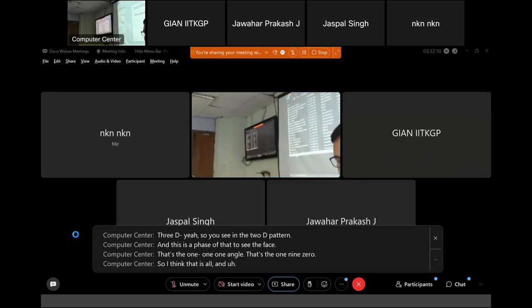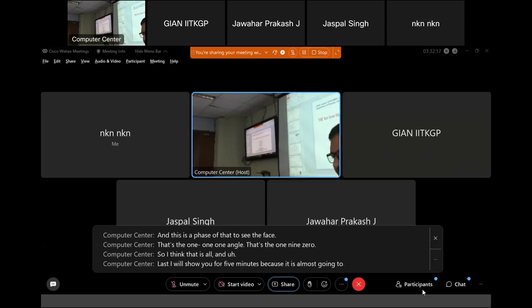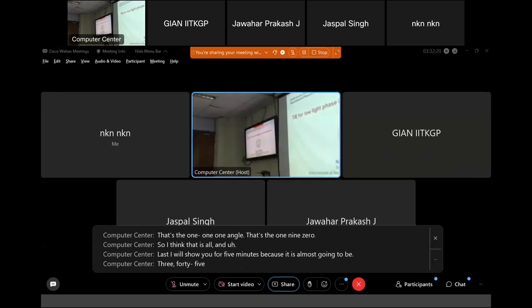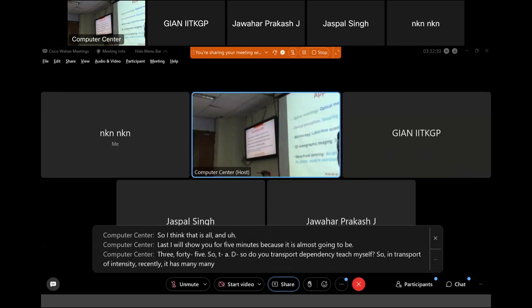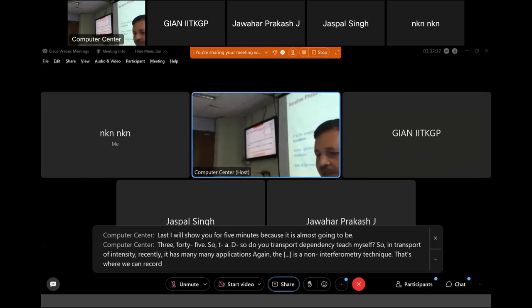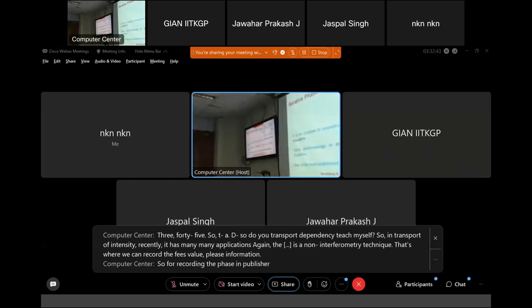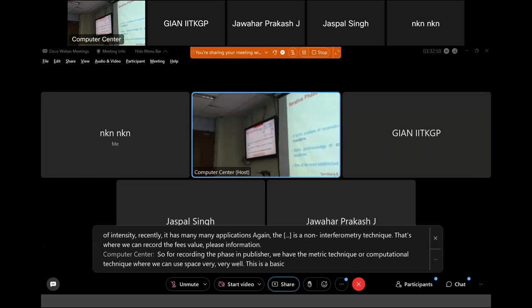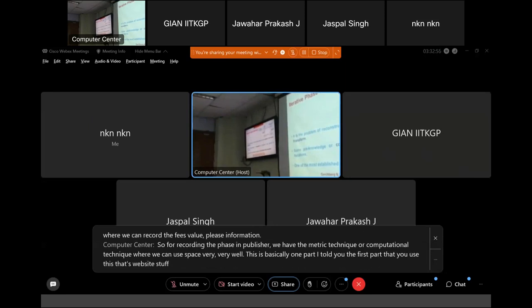Last, I will show you for 5 minutes because it is almost going to be 3:45. So TIE, I already showed you, the transport of intensity equation. In the transport of intensity equation, there are many applications. Again, TIE is a non-interferometric technique, but where we can record the phase information. For recording the phase information, we have interferometric techniques or computational techniques where we can use phase retrieval. This phase retrieval part I told you in the first part, that you use the Gerchberg-Saxton phase retrieval algorithm. You start with an unknown and random phase and keep on iterating, and then finally we reach the desired phase value.